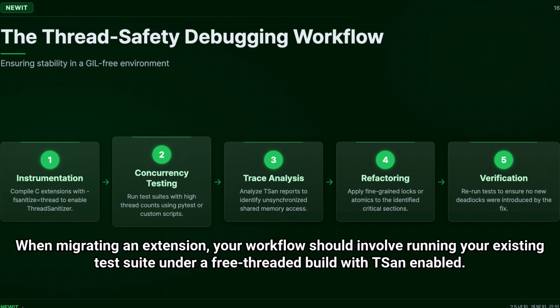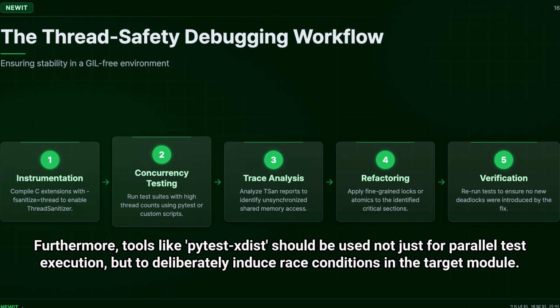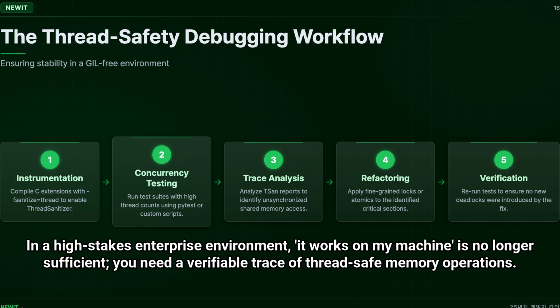When migrating an extension, your workflow should involve running your existing test suite under a free-threaded build with TSAN enabled. This will help you identify Heisenbugs that appear and disappear randomly depending on thread timing. Furthermore, tools like pytest-xdist should be used not just for parallel test execution, but to deliberately induce contention in the target module. In a high-stakes enterprise environment, "it works on my machine" is no longer sufficient. You need a verifiable trace of thread-safe memory operations.